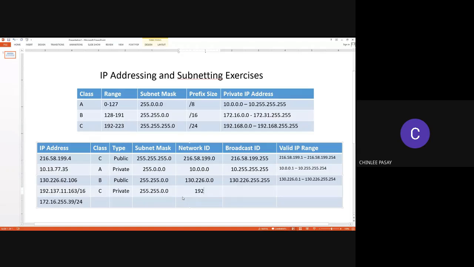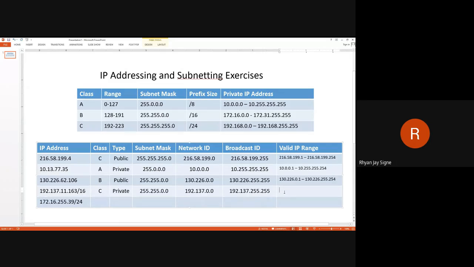137 times 255, or 1, is 137. Times 0 is 0, so 0. Next, the broadcast ID is 192.137.255.255. That's all.